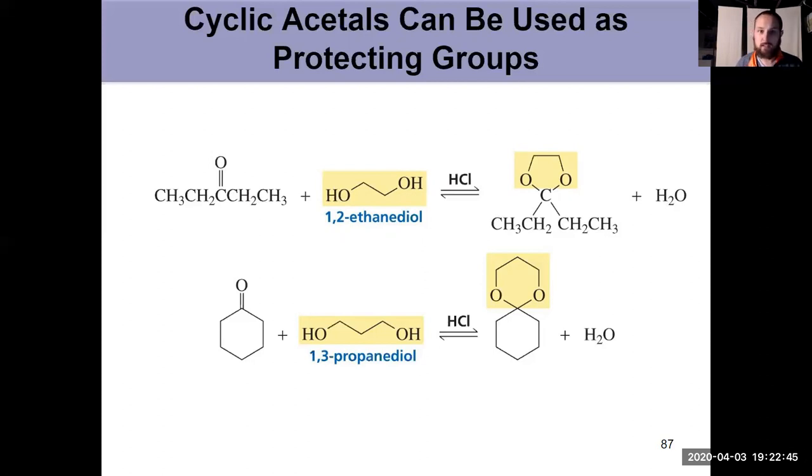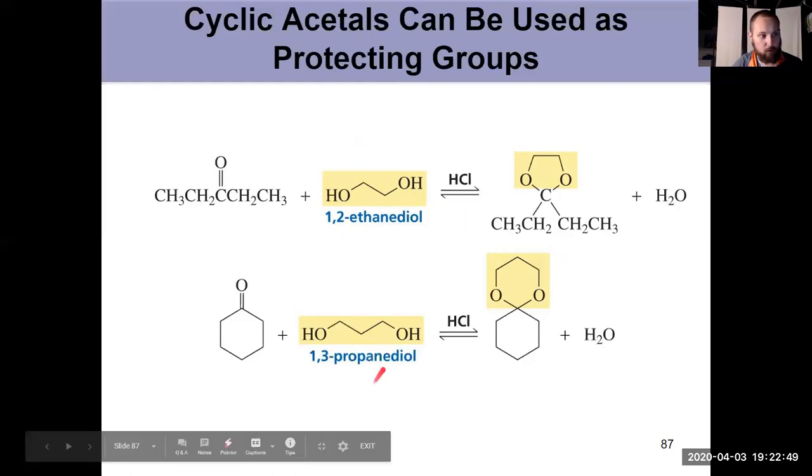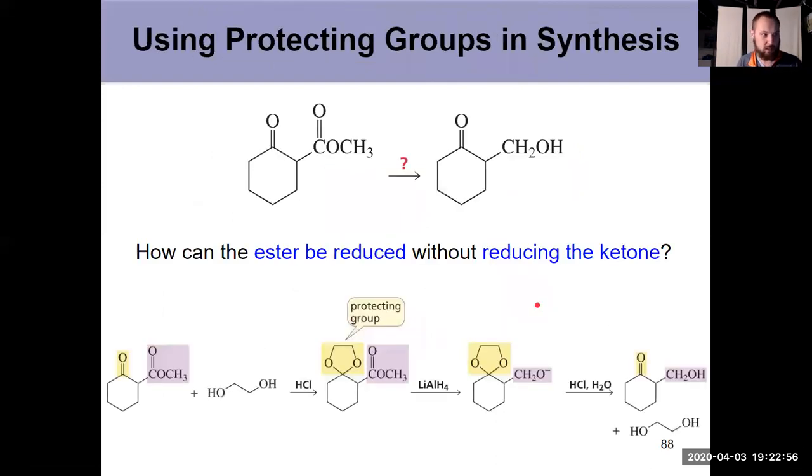Ketones and aldehydes can react with diols and form a cyclic acetal. So where is that useful? Let's look at a protecting group here on slide 88. For this synthetic transformation up top, I've got a ketone and I've got an ester. And I want to reduce the ester down to an alcohol, but leave the ketone unchanged.